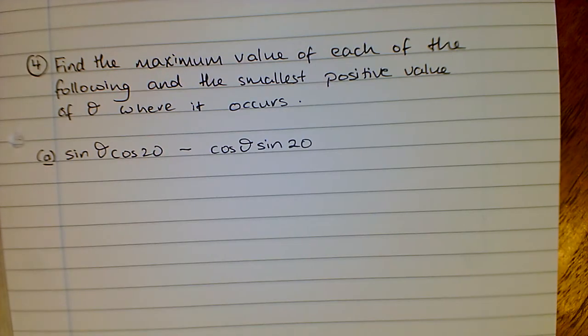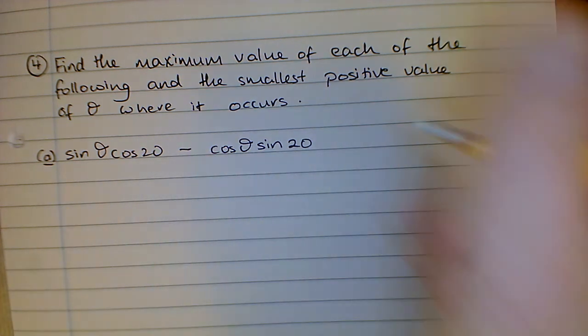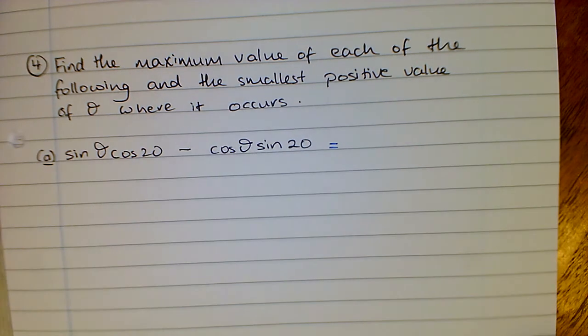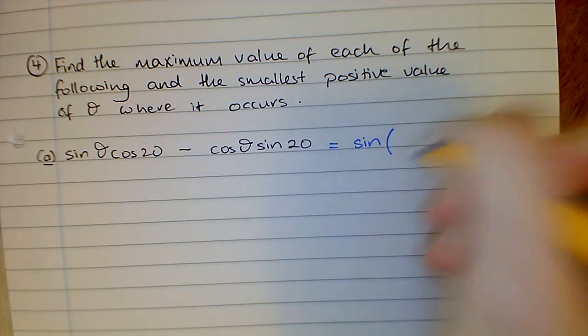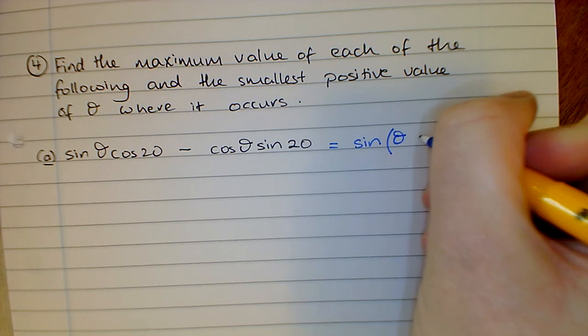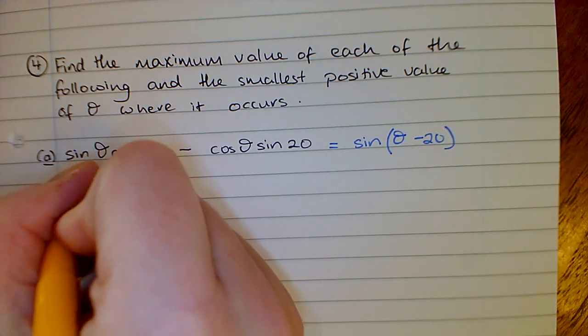Okay, so our next type then, find the maximum value of each of the following and the smallest positive value of theta where it occurs. We've got sine theta cos 20 minus cos theta sine 20. So it's sine cos cosine sine, so that's the sine one. And that's going to be sine of theta minus 20.